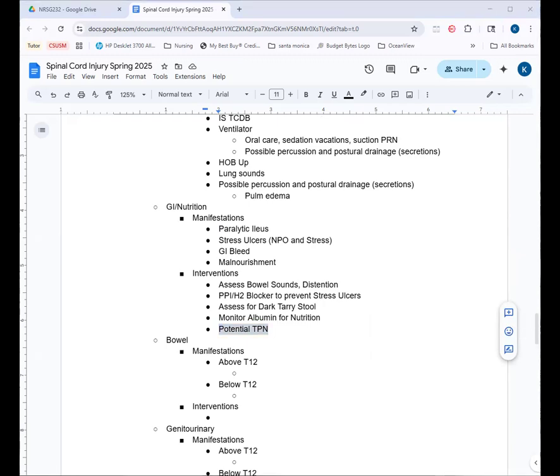Remember though that that is very invasive. So if we can get away with doing things that are not as invasive, like the NG tube, if their bowels are still very active and not in paralysis, then we'll look there as opposed to TPN. But if they're experiencing paralytic ileus, they're not moving stuff along, we're probably going to go more towards TPN.